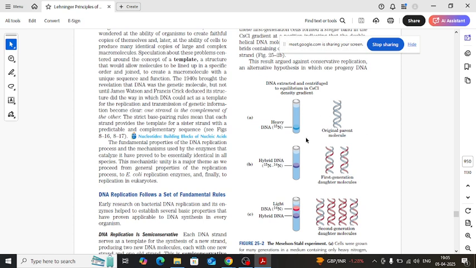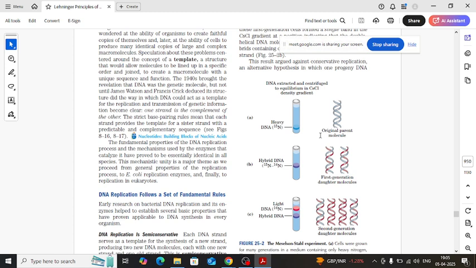That means if this is the parental DNA, then after one round of replication, there will be two molecules of DNA, right? Each will have one parental strand and one nascent strand, right? So that's why it is semi-conservative. So how did they find that?